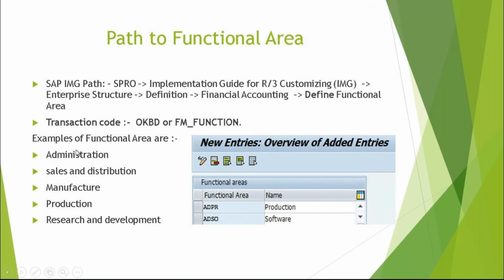Examples of the functional area: administration, sales and distribution, manufacture, production, research and development. Like this, I'll be creating different types of functions under one company, so the code should be different. Again, here I will be creating only one functional area with my company code, so that I may not forget what codes we have created while doing the practical parts. So here this is the path and this is the T code.